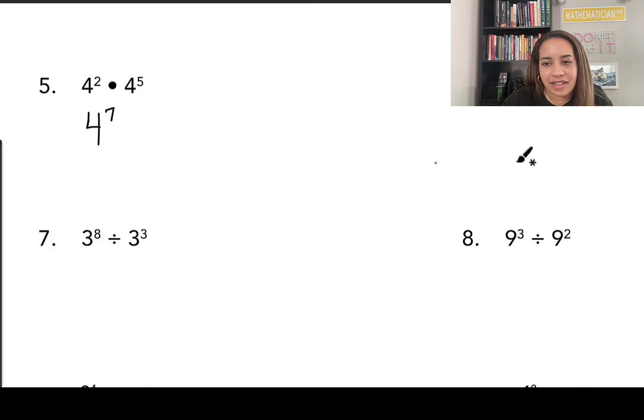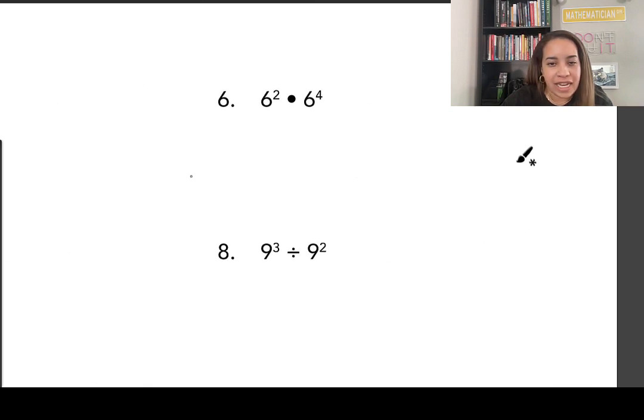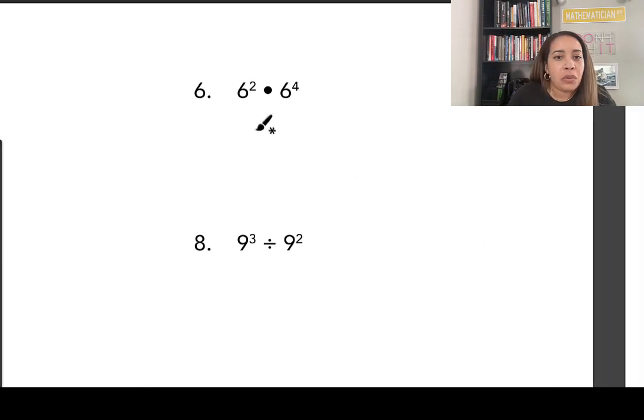Here is number 6. One last multiplication problem. We practice this rule. We know the base stays the same. We copy down the base and we add up the exponents. 2 plus 4 gives us 6.